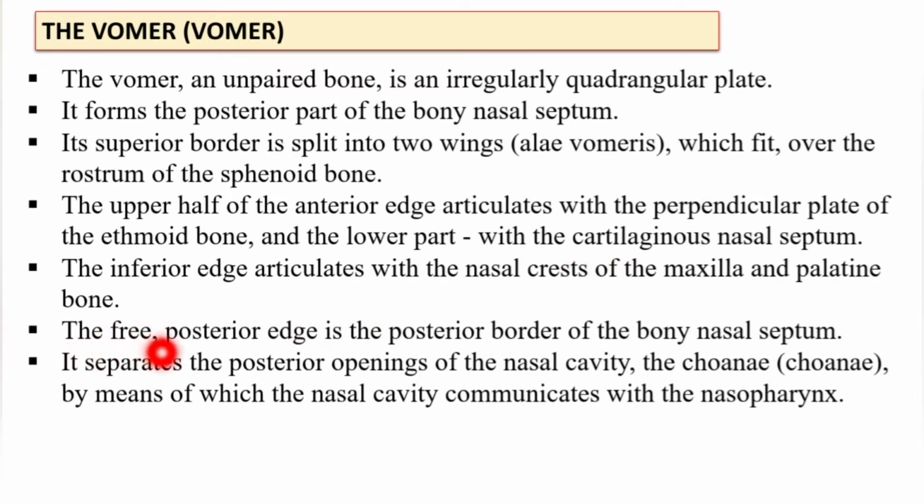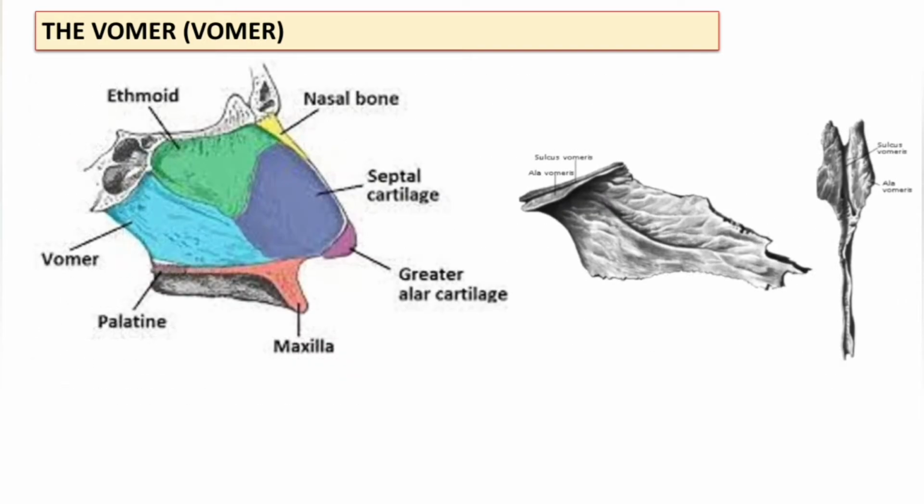The free posterior edge is the posterior border of the bony nasal septum. It separates the posterior openings of the nasal cavity, the choanae, by means of which the nasal cavity communicates with the nasopharynx, right?